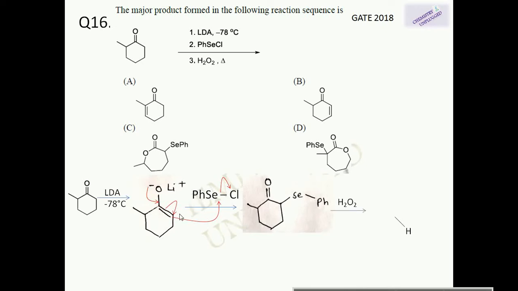In the next step, we are using hydrogen peroxide and hydrogen peroxide functions similar to mCPBA because it is also a peracid. So it will convert this selenium compound into selenoxide. In the next step, the bond of this beta hydrogen will shift here and this bond will shift to selenium, and in the next step this O will attack on H. So it is removed as PhSeOH and so this will be the final compound. So option B is the correct answer.